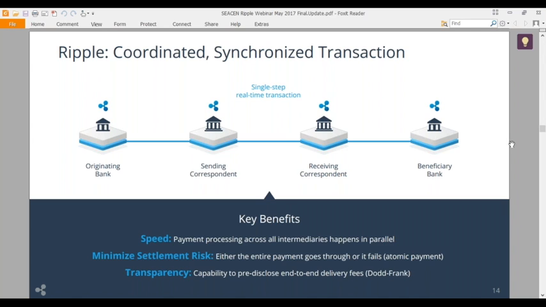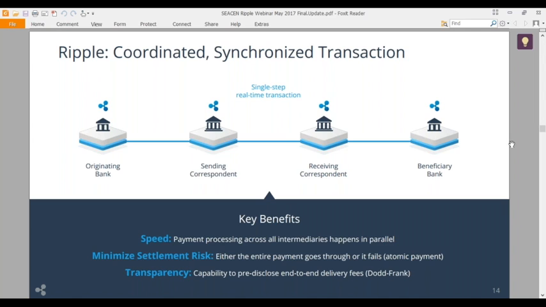What this enables first is speed. Ripple reduces settlement times from around 5 days to about 5 seconds. We enable full transparency of where the payment is in the process. And we have certainty of total cost. The originator will know the total cost of the payment upfront before he originates the payment.